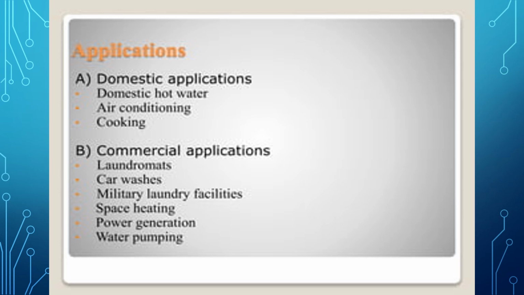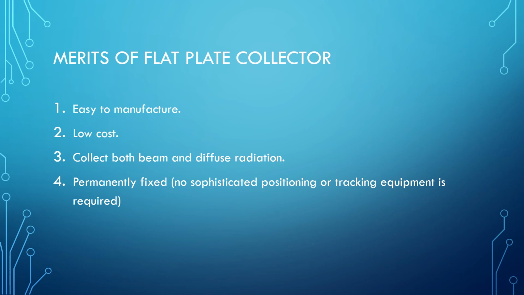Moving to the next slide, we can see the merits of flat plate collector. The main merits of this flat plate collector are that it is easy to manufacture. It is of low cost too. The materials required for manufacture are very few and cheap too. Another merit is that it collects both beam and diffuse radiation. This is a very good merit for this flat plate collector.